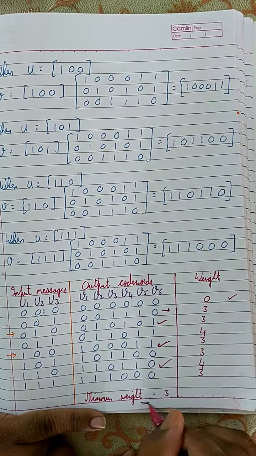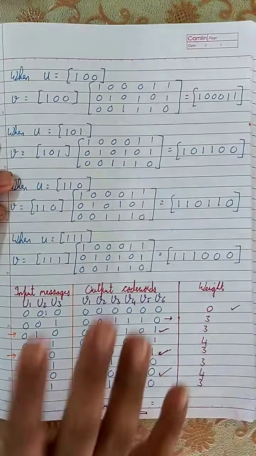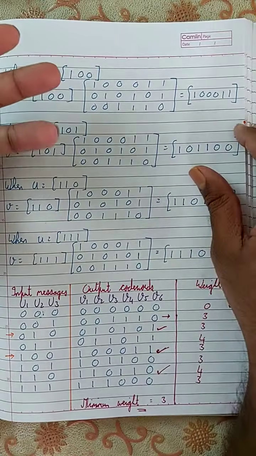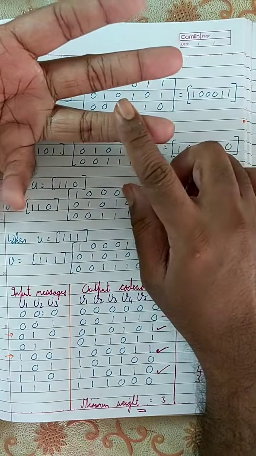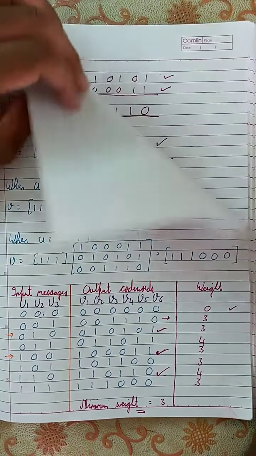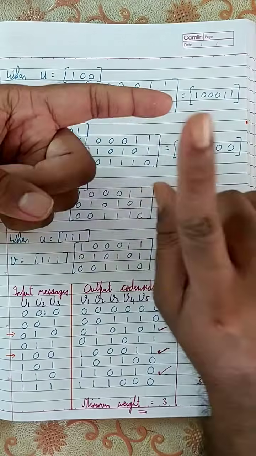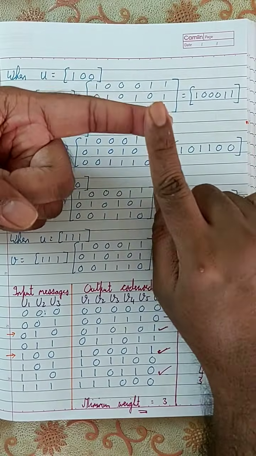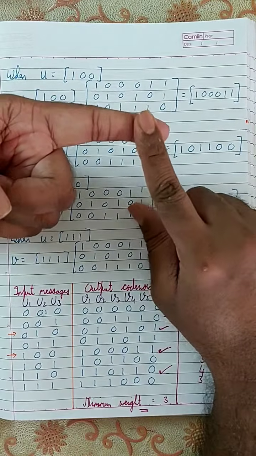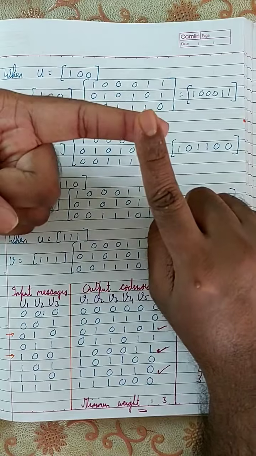There is one more interesting thing you can study. In an (n,k) linear block code, there are 3 basic interesting properties that you have to remember. If you want, you can write them down yourself. The first property is that if you add any 2 code words from this (n,k) linear block code, the resulting sum is also a code word of that same block code. That is one property you have studied.